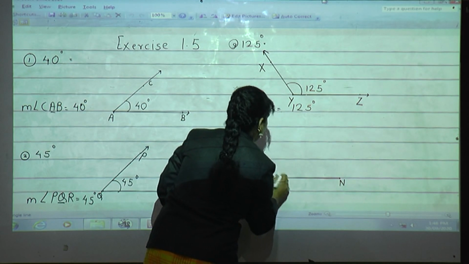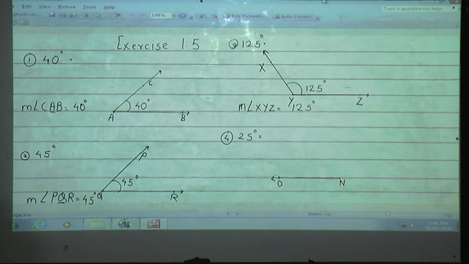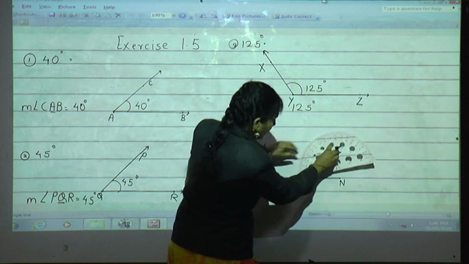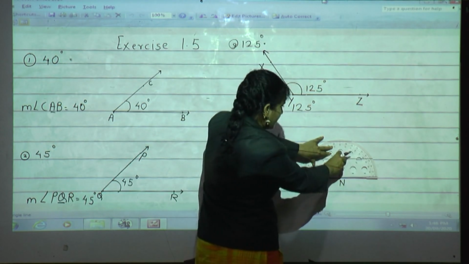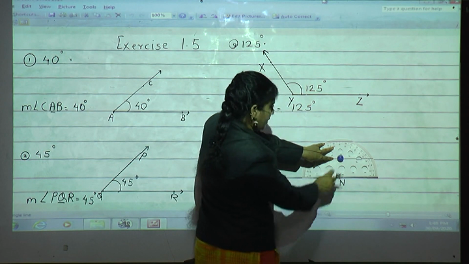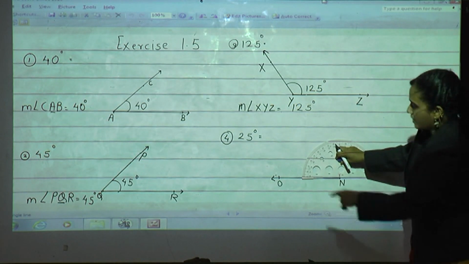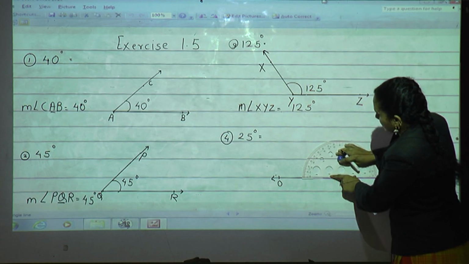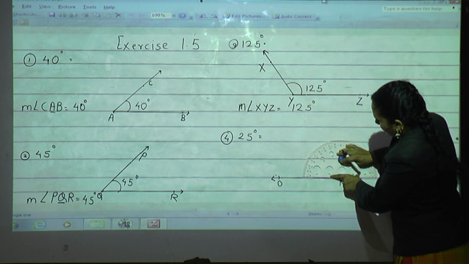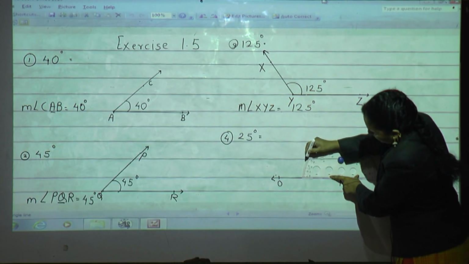Here O and O. So place the protractor on ray NO with its center on N. Now here the arrow is on the left side, so that's why we use the outer scale. See, where it is at 25 degree, here it is between 20 and 30.